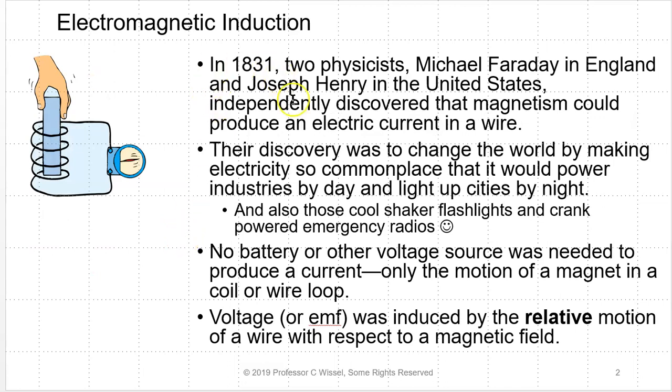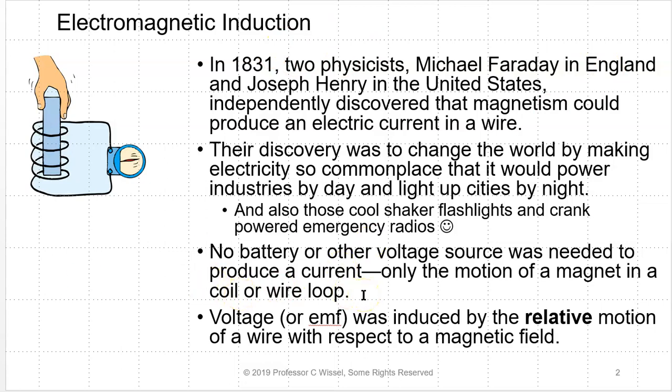Okay, so in 1831, two physicists, Michael Faraday in England and Joseph Henry in the United States, independently discovered that magnetism could produce an electric current in a wire. Their discovery was to change the world by making electricity so commonplace that it would power industries by day and light up cities by night. And also, those cool shaker flashlights and crank-powered emergency radios, we owe those to these two people here.